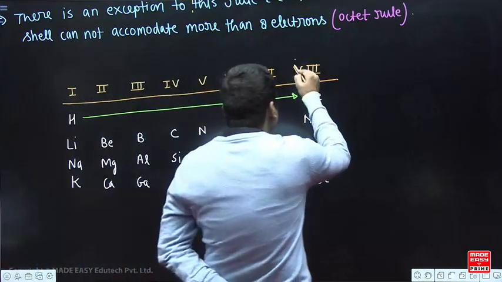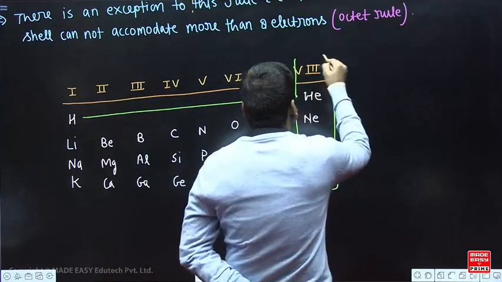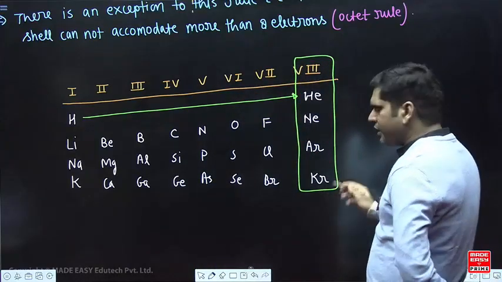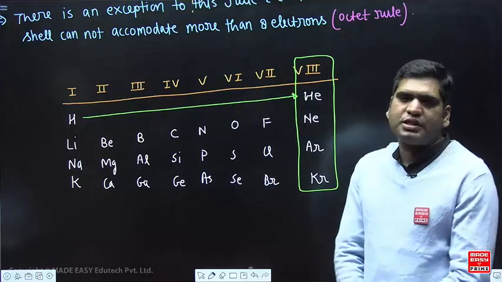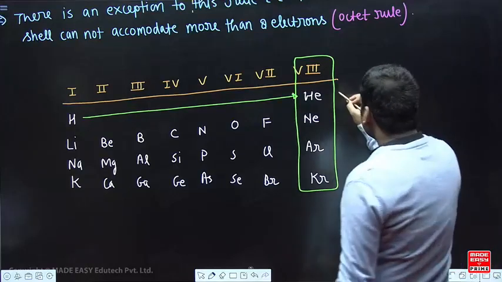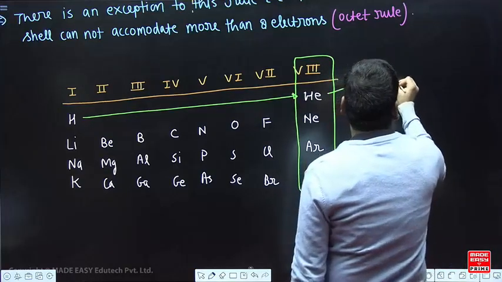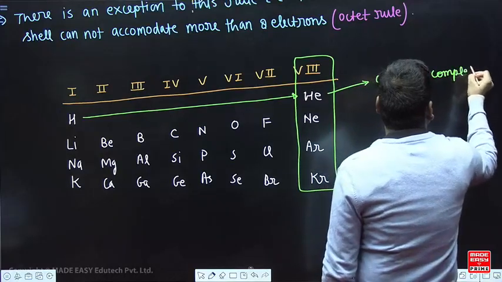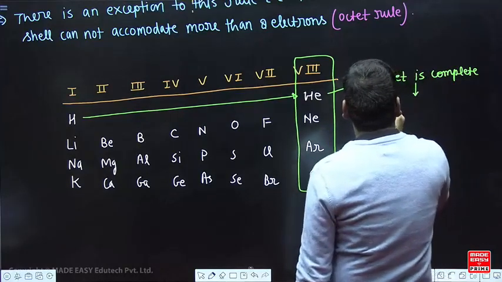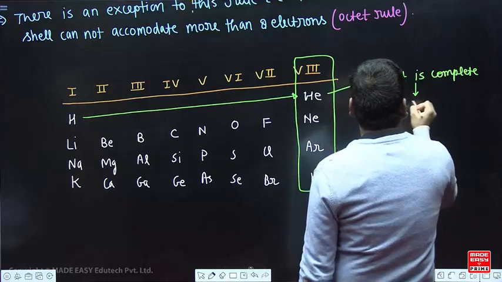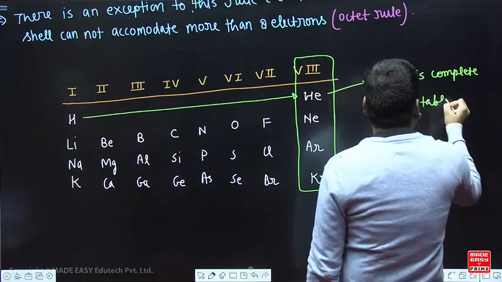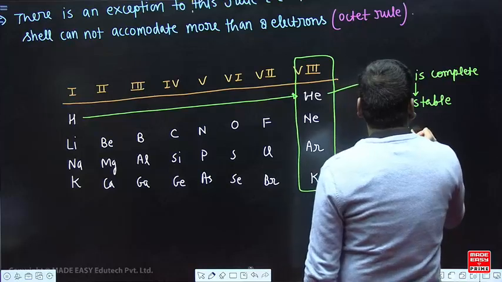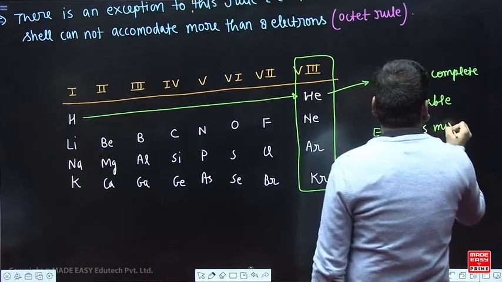All these elements have their octet complete except helium. Forget about the helium. Neon, argon, krypton, xenon, radon, everyone is having 8 electrons in the outermost orbit. So octet is complete. And if the octet is complete, they are the most stable. And if they are most stable, energy is minimum.